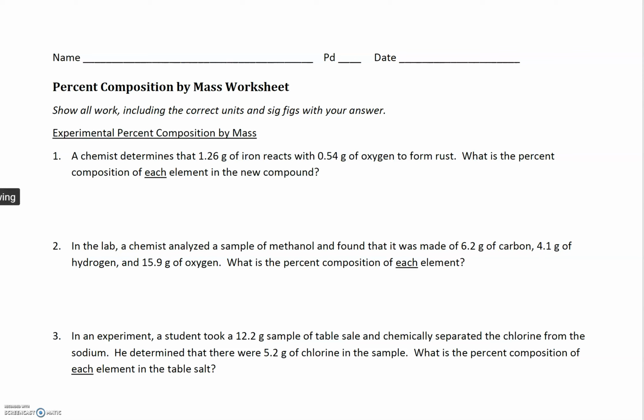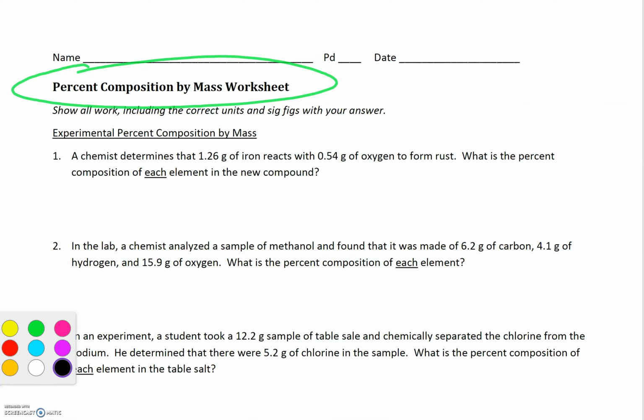Okay, so today we're looking at something new, what's called percent composition by mass. We're going to be able to solve for the percent, basically how much of a compound is made of a certain element. So in this first example, they're talking about rust. How much of the rust is iron and how much of the rust is oxygen?